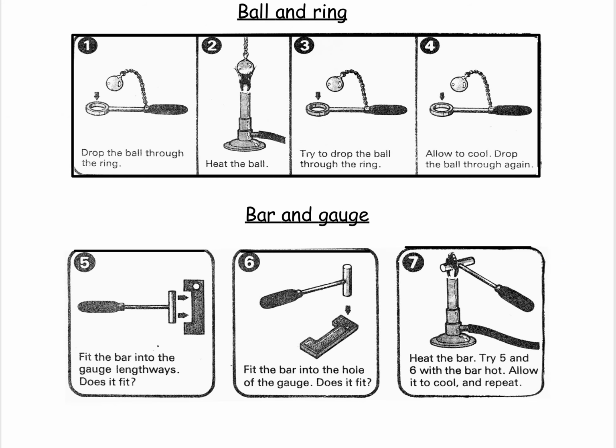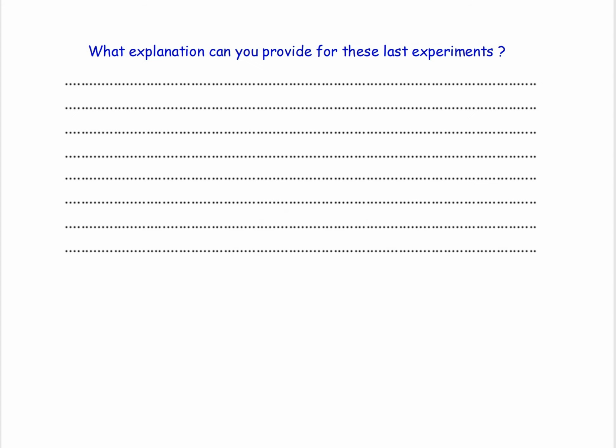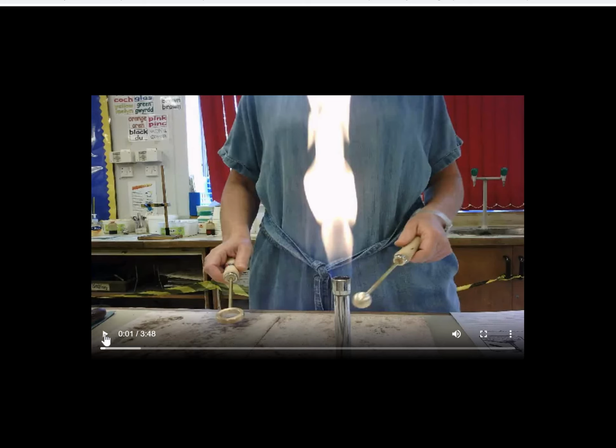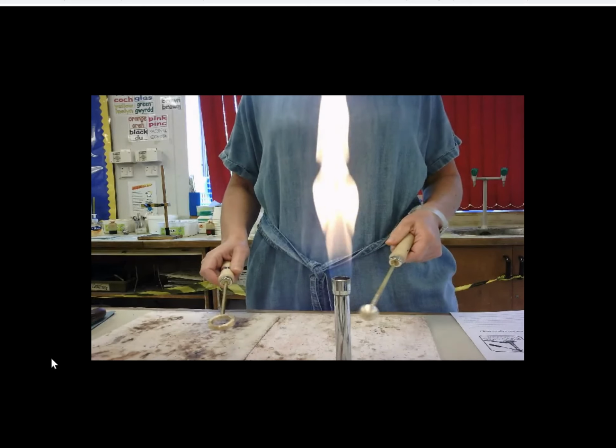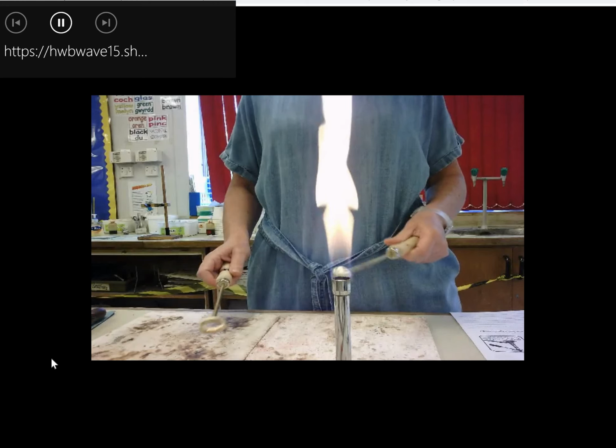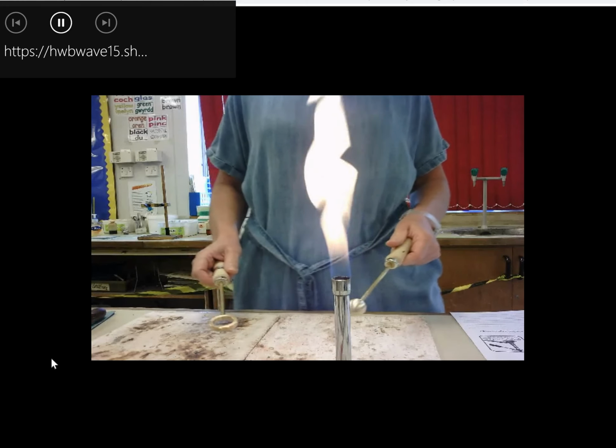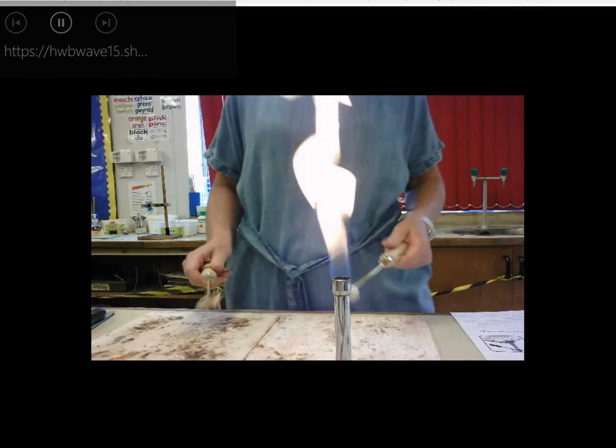We're going to do a couple of experiments involving a ball and ring and a bar and a gauge. You're going to see a video on it, and then you are going to provide an explanation. What explanation can you provide for these last experiments? Now looking at expansion and contraction. You've got a page in your book that says expand and contract, and we've got the ball and ring.